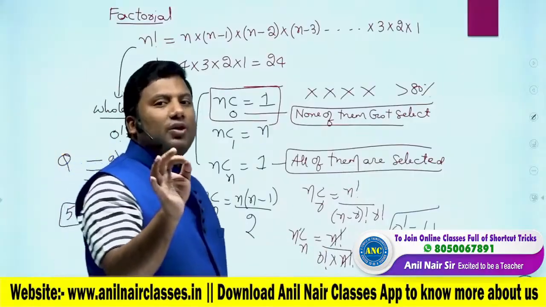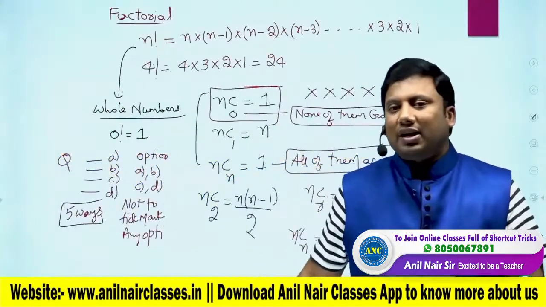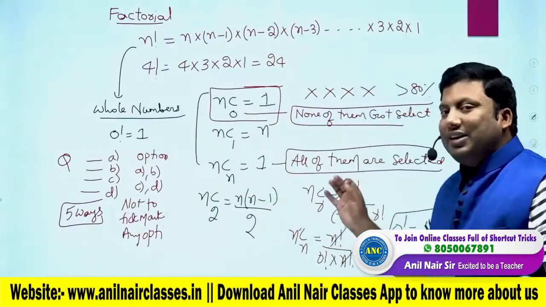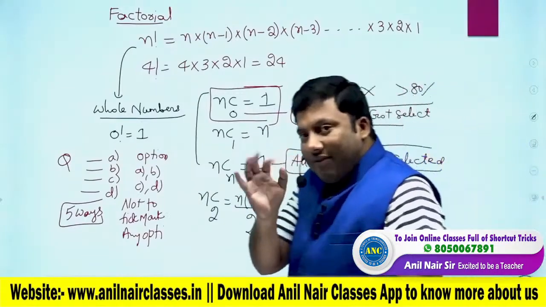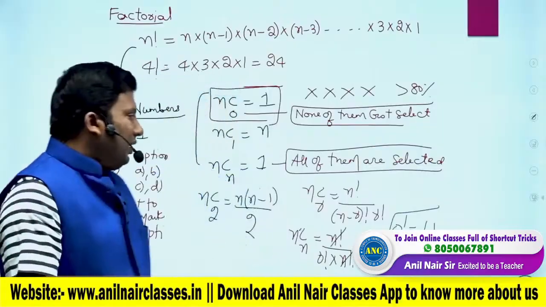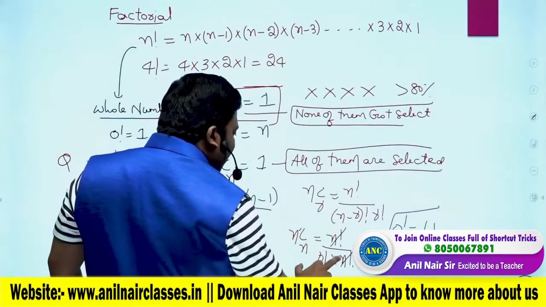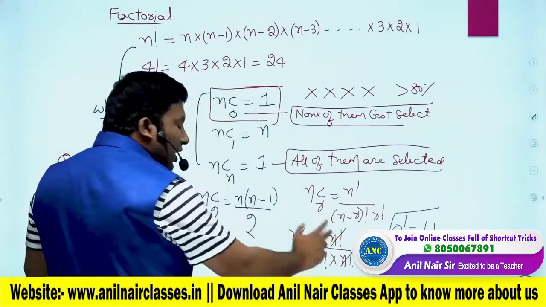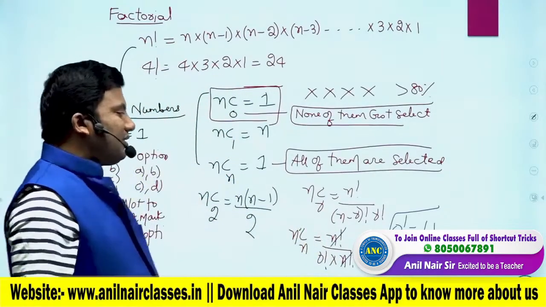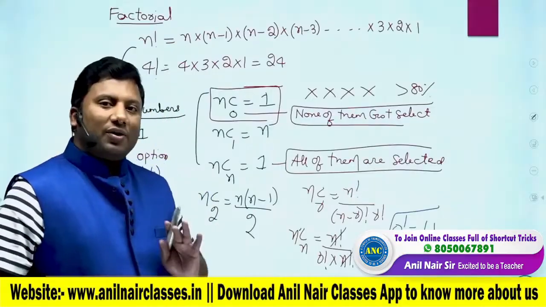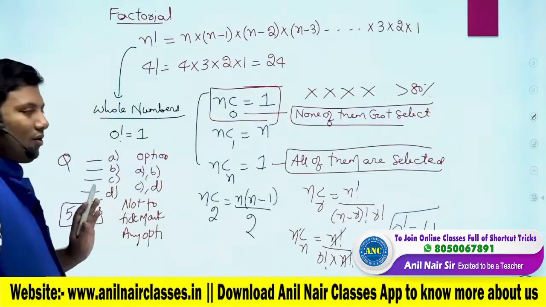Each and everything whatever I am going to explain in class, I am going to give a very detailed explanation for every important concept. NCN is equivalent to n factorial by (n minus n) factorial and n factorial. N factorial cancels out. 0 factorial is equivalent to 1.